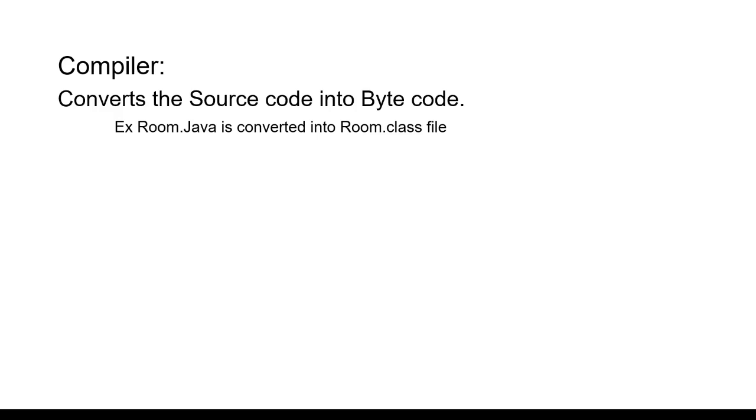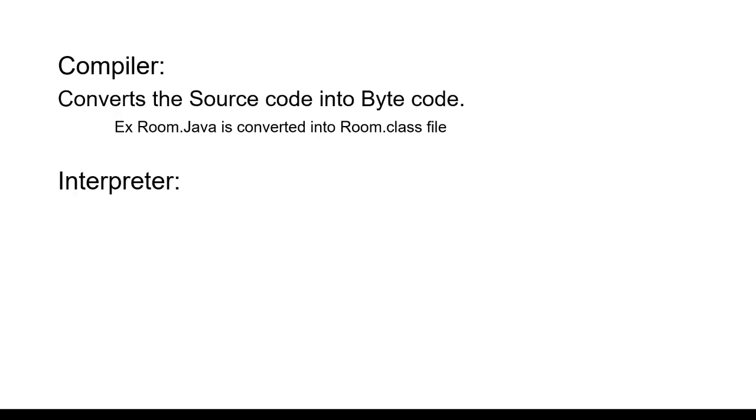So if you see in your example, room.java is a Java code, a Java file. Now when we compile this Java file, the whole Java file is converted into a room.class file. This room.class file is the output of the compiler. So this room.class file is also called a bytecode.